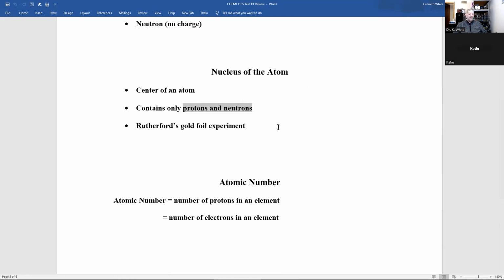And how do we find that out? Well, one of the things was Rutherford's gold foil experiment. And you should know that Rutherford's gold foil experiment helped elucidate, ooh, that's a fancy word, figure out that the nucleus of the atom, the center, contained protons and neutrons because it was very dense.